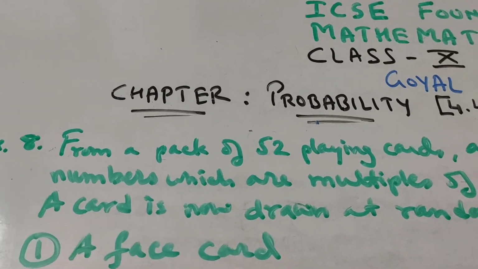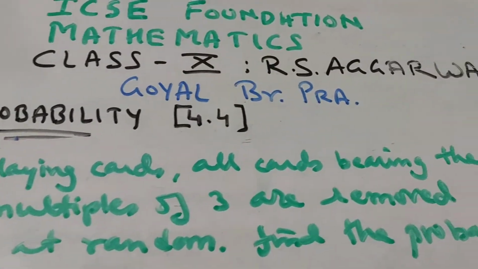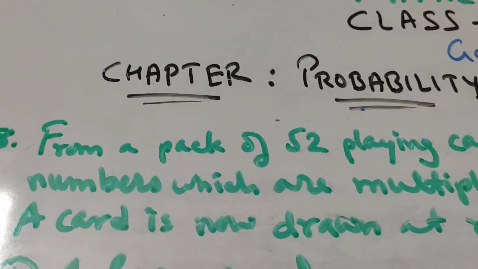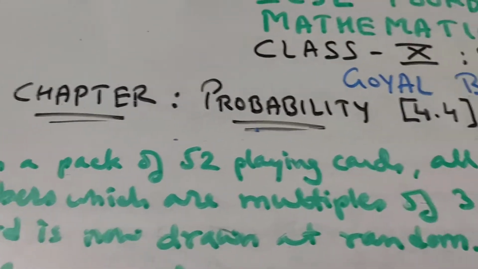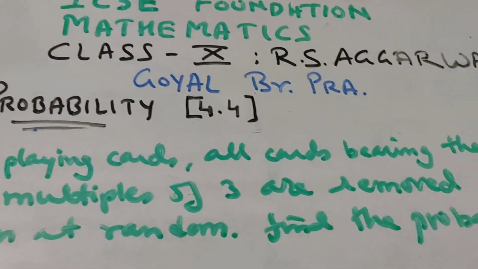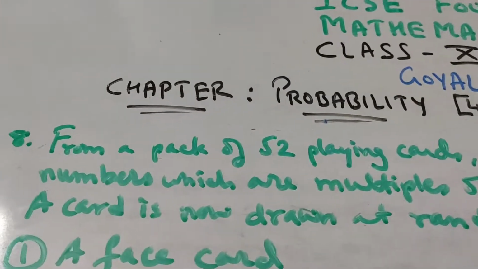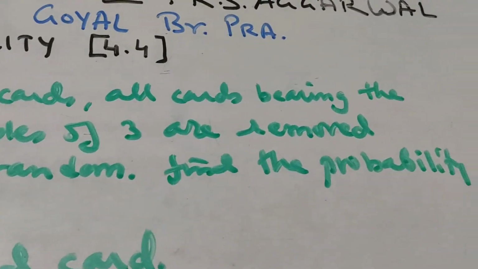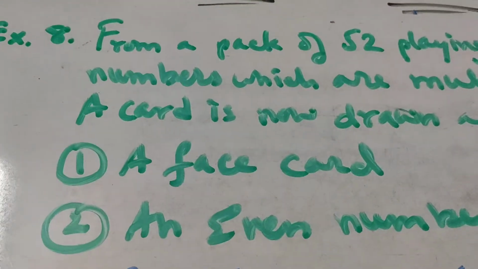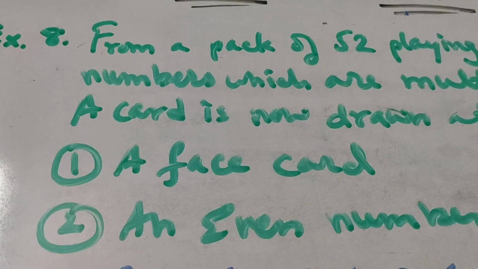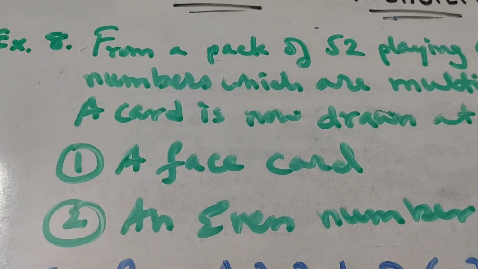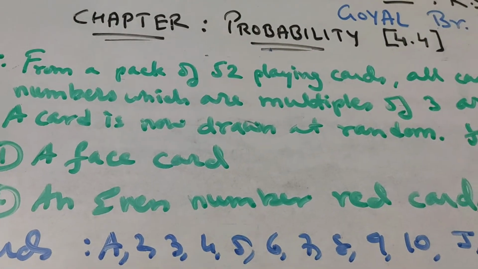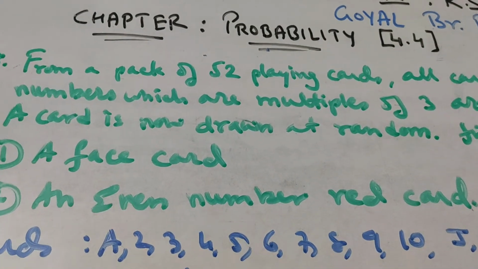From a pack of 52 playing cards, all cards bearing numbers which are multiples of 3 are removed, and a card is now drawn at random. Find the probability, number 1, that a card is a face card, and number 2, a card having an even number but red in color.